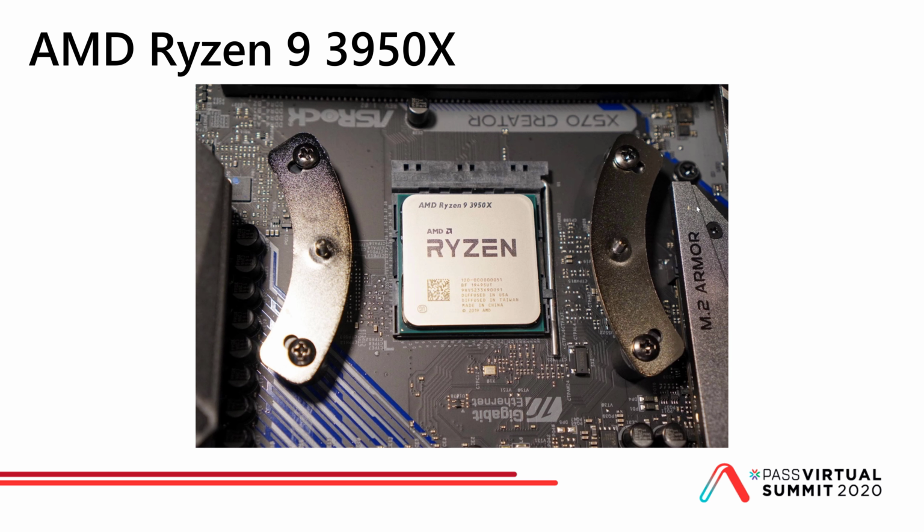Here is what it looks like. This is a photo that I took of an AMD Ryzen 9 3950X mounted in a motherboard, and it doesn't have the CPU cooler mounted yet. Those little curved brackets on either side of the CPU are where we're going to mount an aftermarket CPU cooler on this particular system. And this is actually the system I'm using to record this with. It's an ASRock X570 Creator motherboard that you can kind of see upside down on the motherboard there.